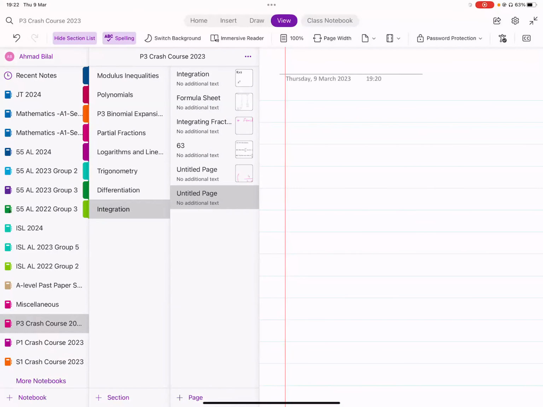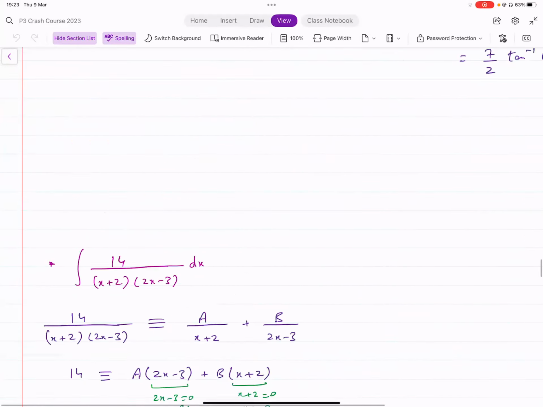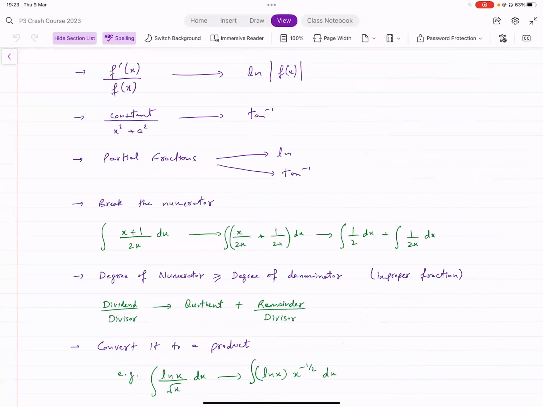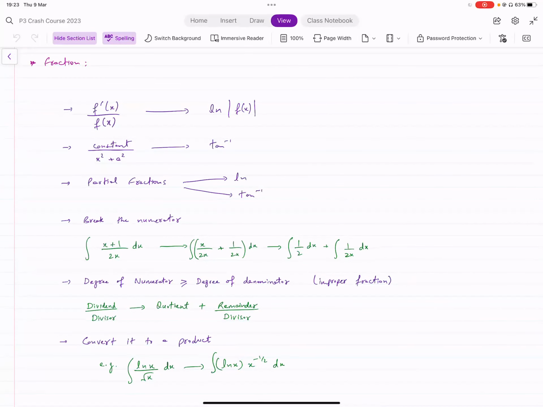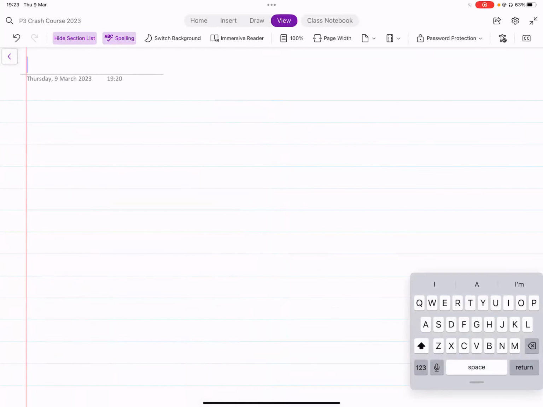Let's start. So we have talked about how to integrate simple functions like these and also how to integrate fractions. There were a number of different methods for integrating fractions that we have done in the last few days. Now today we are going to move on and discuss how to integrate products. So if we have a product, how do we integrate that product? That is what we want to do today.